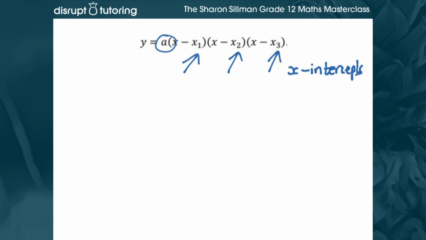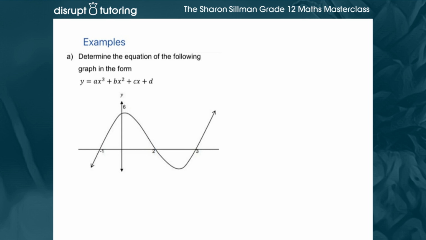So we're going to do one exactly like that now. It tends to be one of the easiest ones that you get. So look at this example. Find the equation of the following graph in the form, and there you can see the full format. We need to find a, b, c, and d, so therefore we should have 4 pieces of information. So we're given the 3 x-intercepts and we are given the y-intercept.